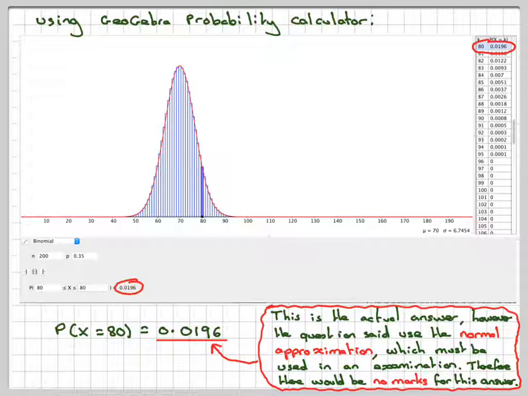Okay, so this has been a video to show you how to use the normal approximation in a practical example. I hope you've understood, and I thank you very much for watching.